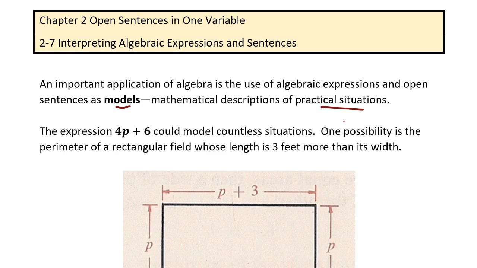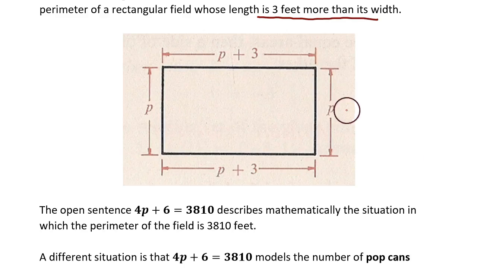The expression 4p plus 6 could model countless situations. Just one possibility is that maybe it's the perimeter of a rectangular field whose length is 3 more than its width. Take a look at this figure of a rectangular field. The width is labeled with the variable p, and because the previous sentence says the length is 3 more than the width, the length can be labeled p plus 3.